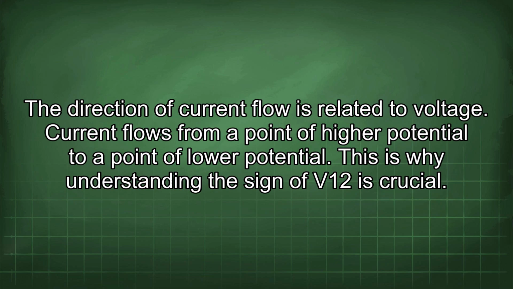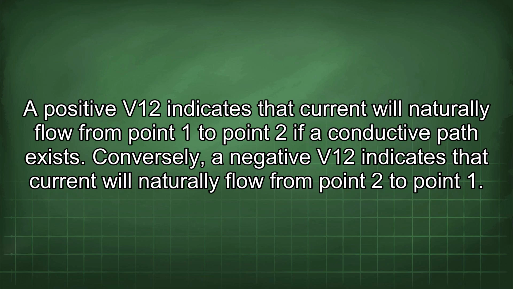The direction of current flow is related to voltage. Current flows from a point of higher potential to a point of lower potential. This is why understanding the sign of V12 is crucial. A positive V12 indicates that current will naturally flow from point 1 to point 2 if a conductive path exists. Conversely, a negative V12 indicates that current will naturally flow from point 2 to point 1.